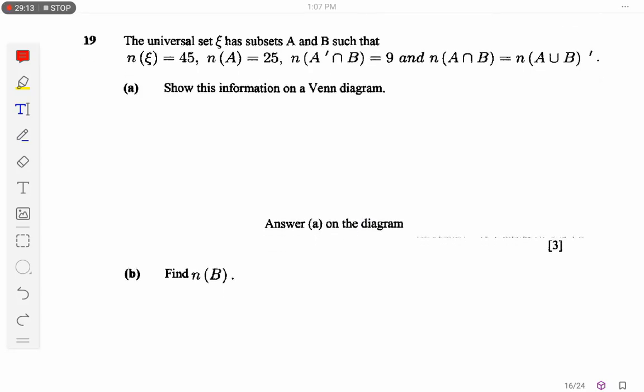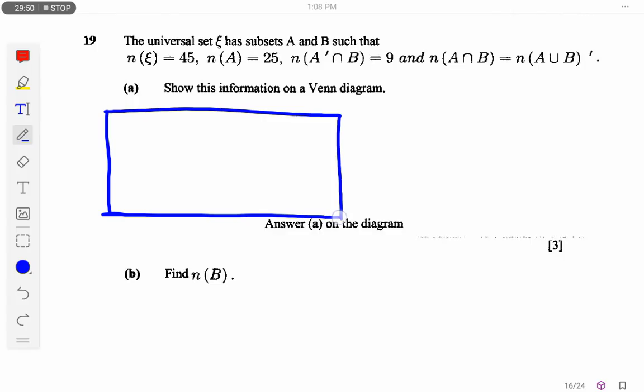Okay, now we have got a universal set. It has got this information. The first thing that we are given there is that number of universal set is 45. Okay, then number of A is 25. Okay, then we are also given N of A complement intersection B is 9. Okay, so when we have such an information, it's easier. Oh, they are asking us to draw a Venn diagram. Okay, fine. So our Venn diagram is going to look like this.